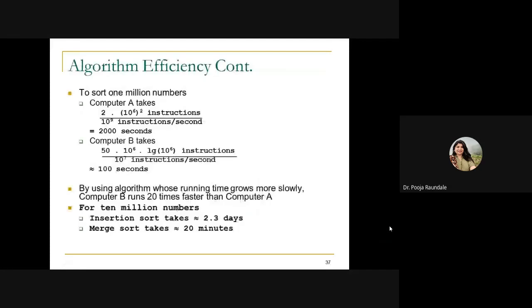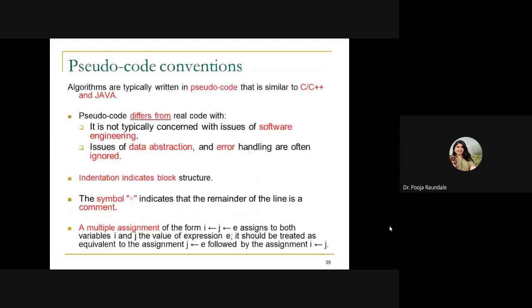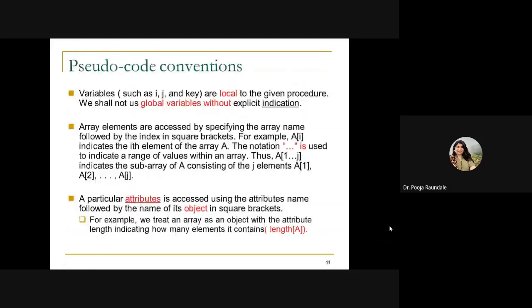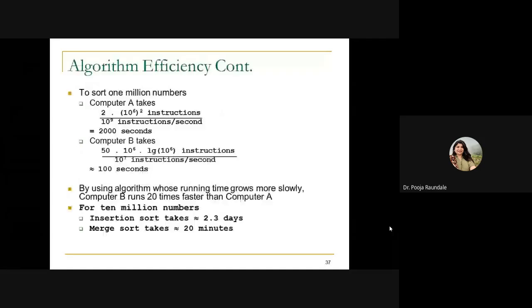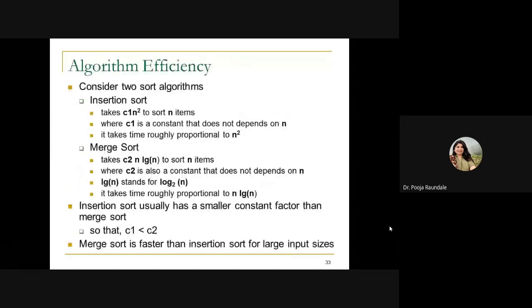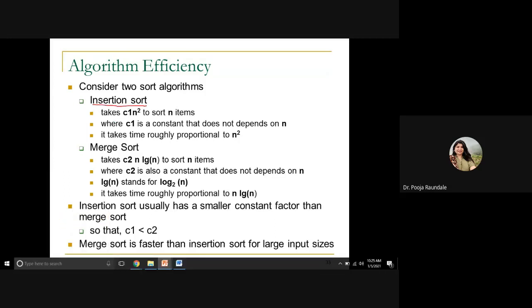So we were on sorting algorithms. Yeah. So we have just seen the insertion sort and merge sort. So these are the respective efficiencies.